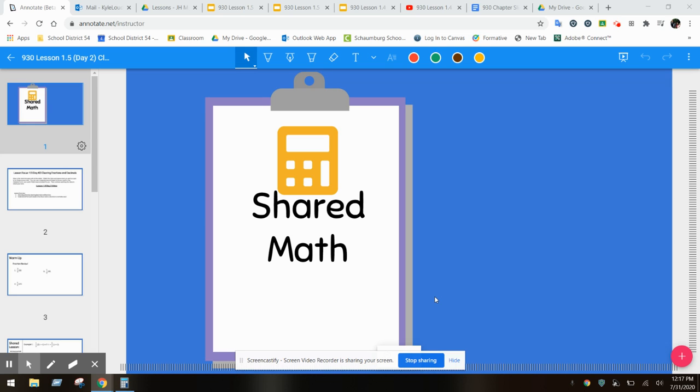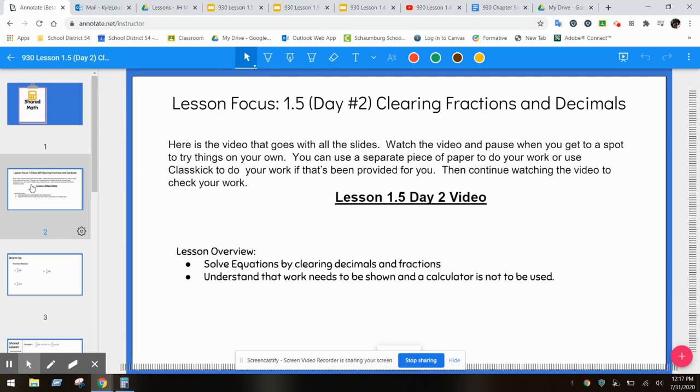Again, we're going to be talking about clearing fractions. Today is lesson 1.5, day 2. The objective for today is just, again, to be able to solve equations by clearing the decimals and fractions first, and then understand that you need to show your work, and you're not supposed to be using a calculator. So that's the big thing here.